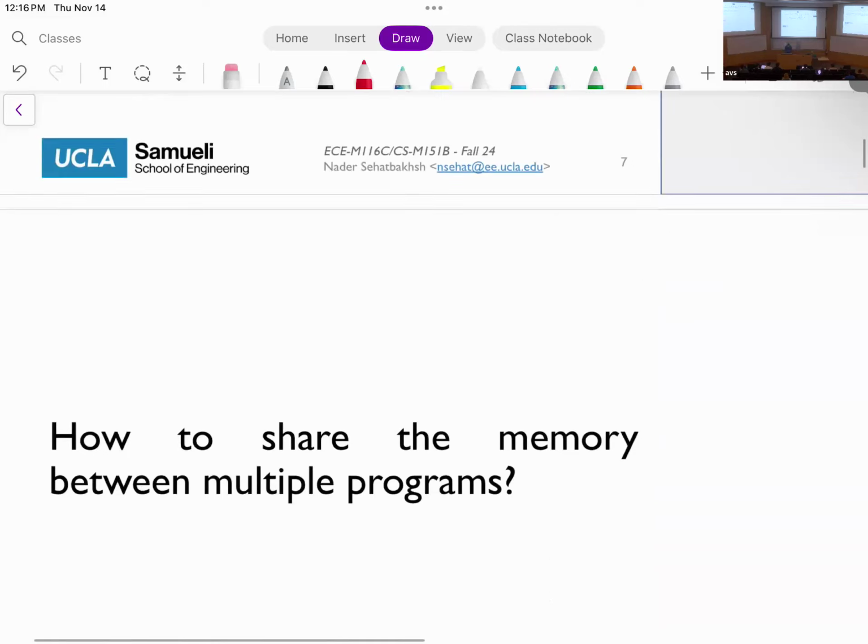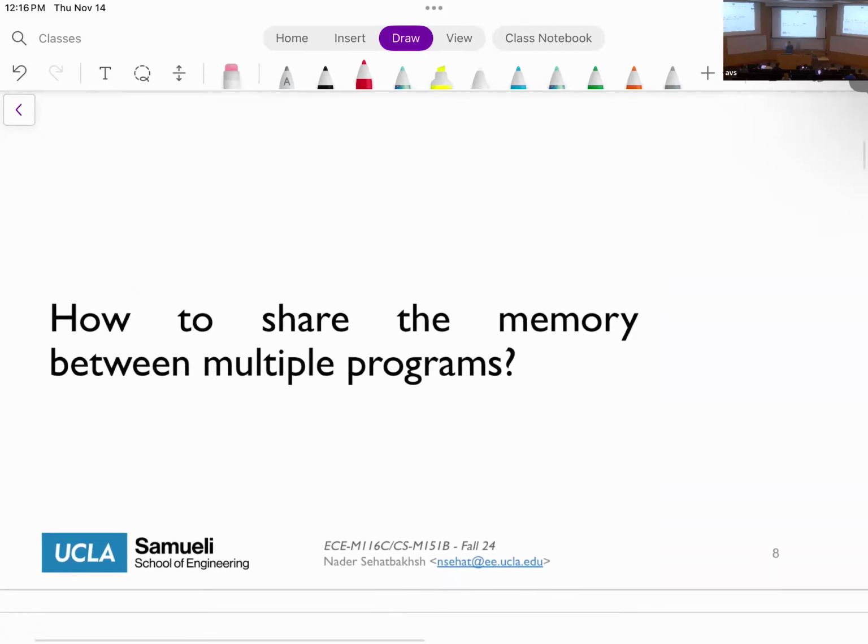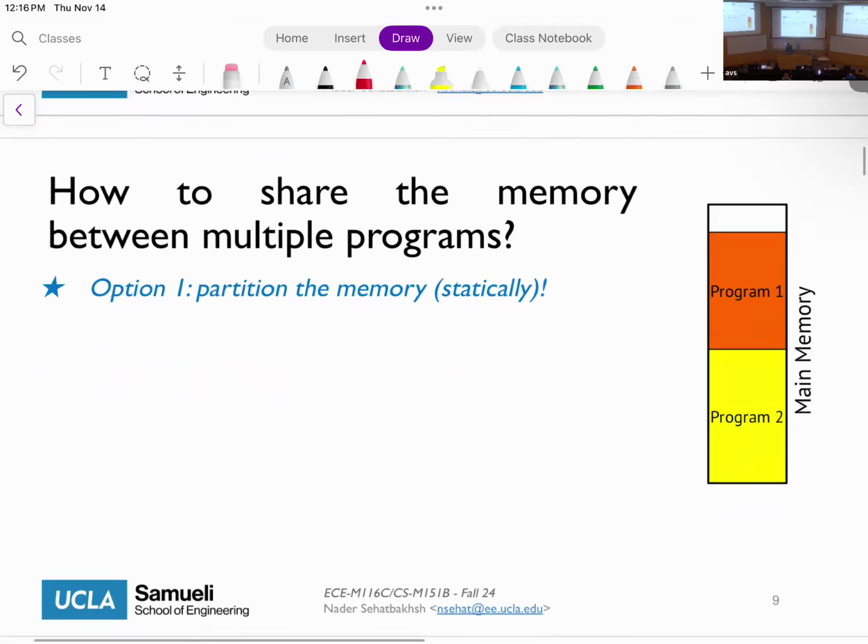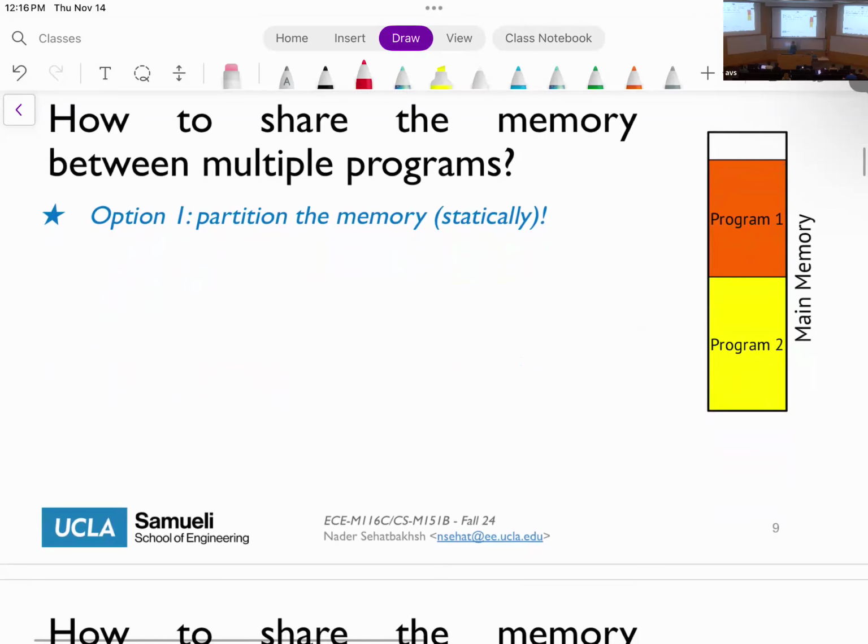Okay. So let's just start talking about how do we share the memory for multiple programs. And this is the basis of what we call virtual addressing, which is the key part of the main memory, and we're going to talk about that. Of course, the first idea that comes to mind is that if I have multiple programs, the first thing I can do is statically partition my memory and assign different partitions to each program, right?